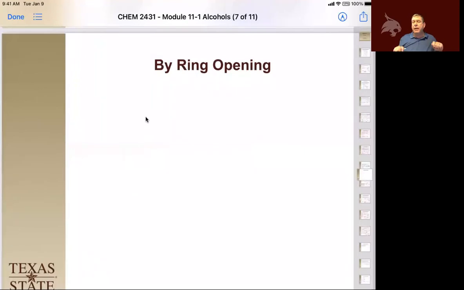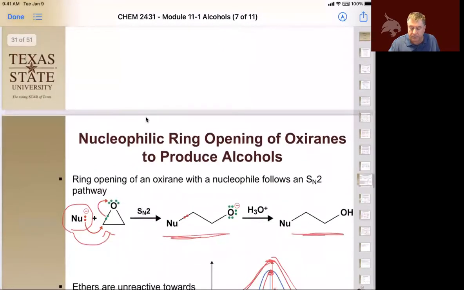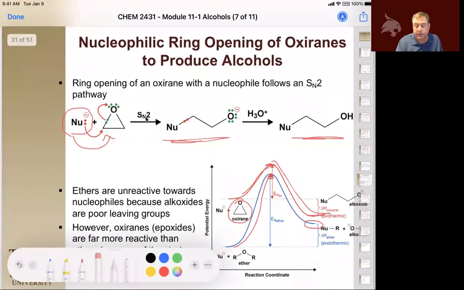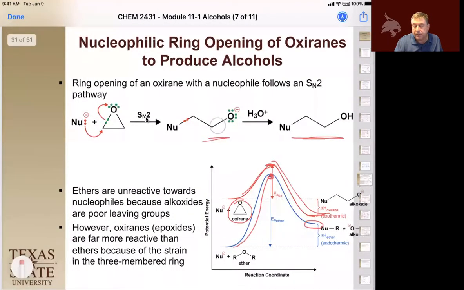All right, so now let's find another way to make alcohols, but in this one, what we're gonna do is open up a ring to give us our alcohols. And we're gonna open up a very specific ring, okay? In this case, we're gonna use what we call oxiranes, or they're more commonly known in industry as epoxides. I'm sorry, epoxies, okay?